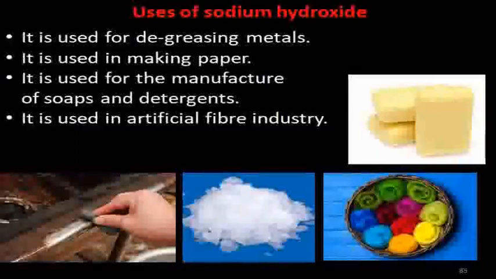Uses of sodium hydroxide. It is used for degreasing of metals. So you are seeing here degreasing of metals. And it is also used in making paper. And it is used for manufacture of soap and detergents. And it is used in the artificial fiber industry. So to produce artificial fiber, to manufacture soaps and detergents, to make paper and for degreasing of metal, sodium hydroxide is very, very useful.